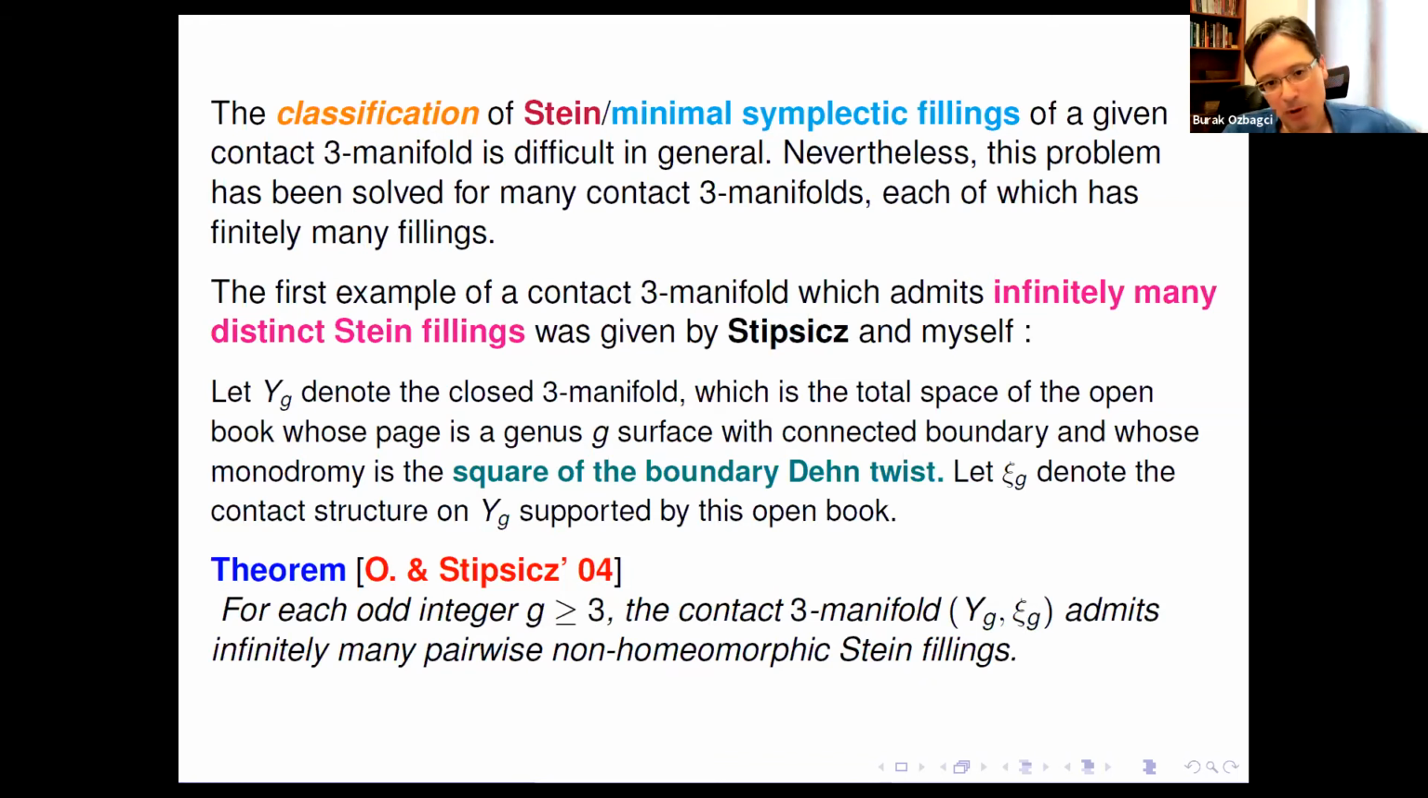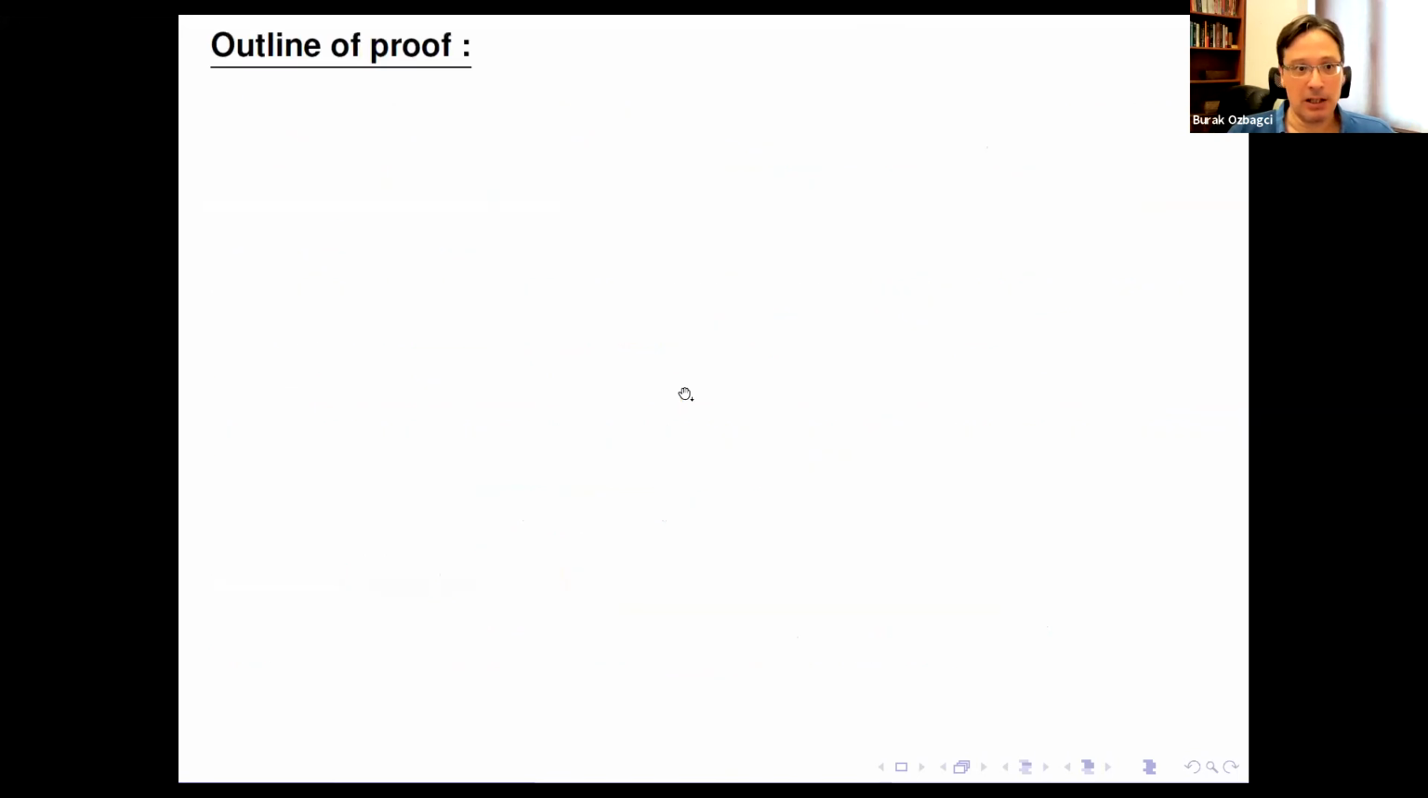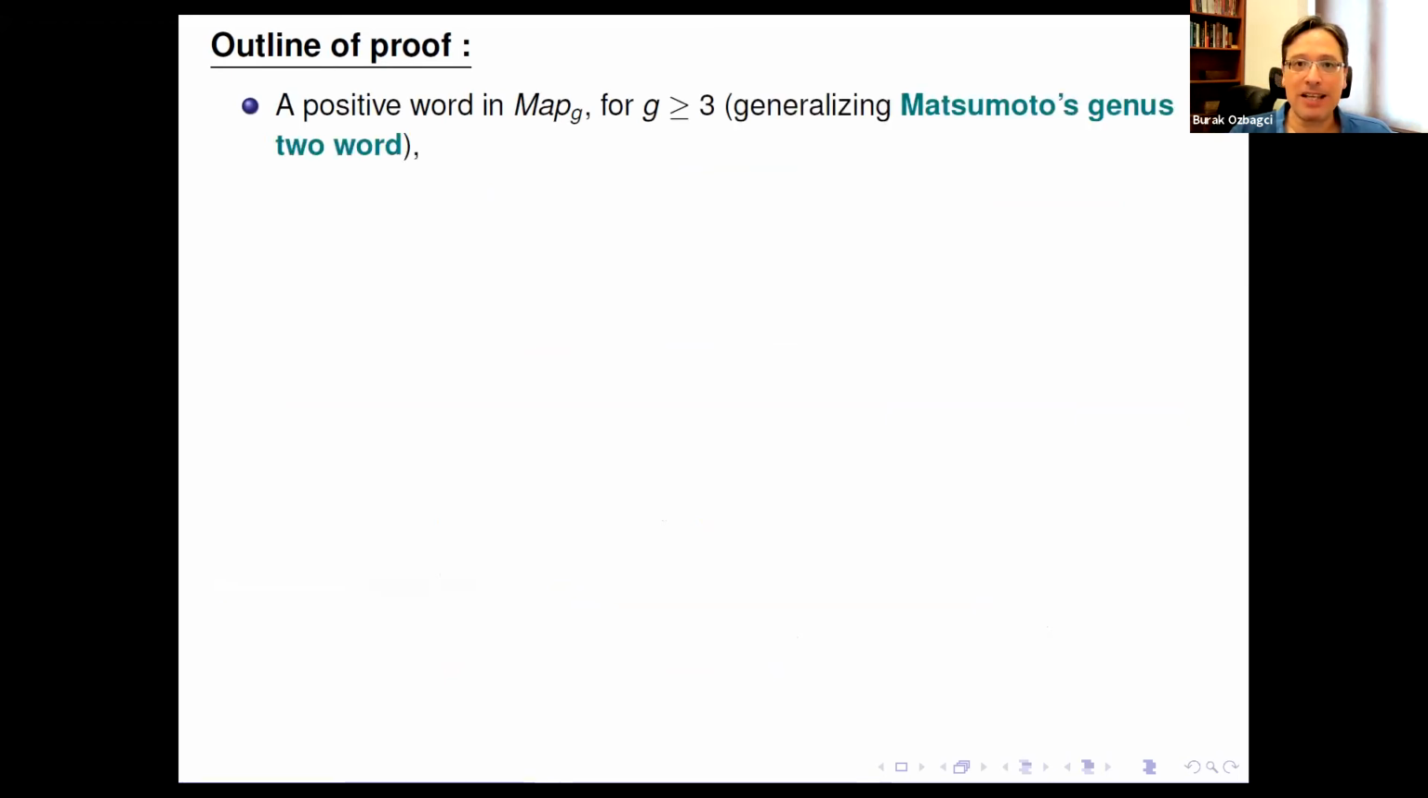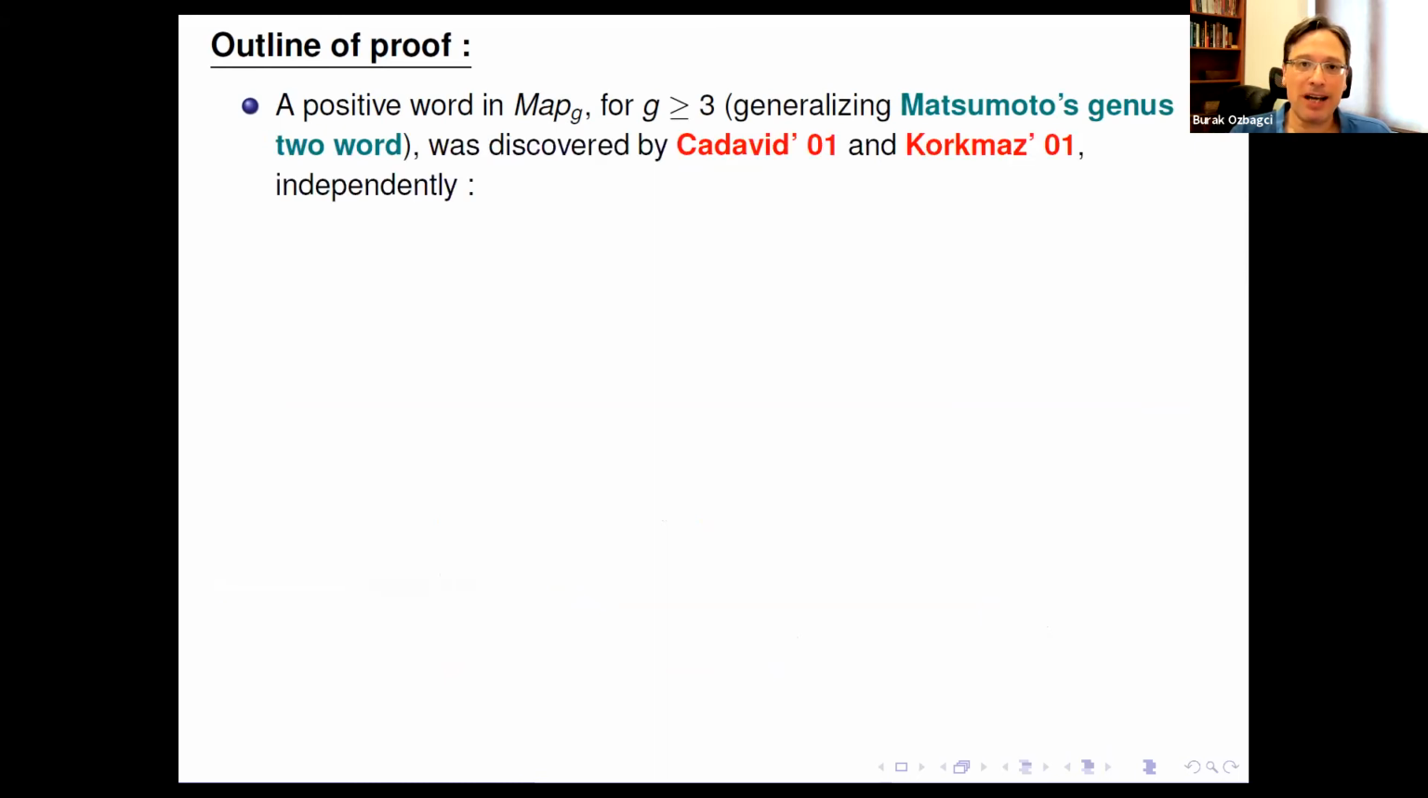These were the first examples of this type, showing that it's hopeless to try to classify the fillings for every contact manifold, because some of them have infinitely many Stein fillings. Let me give an outline of the proof. A positive word in the mapping class group of genus g, for g greater than or equal to 3, generalizing Matsumoto's genus 2 word, was discovered by Korkmaz and Ozbagci independently.